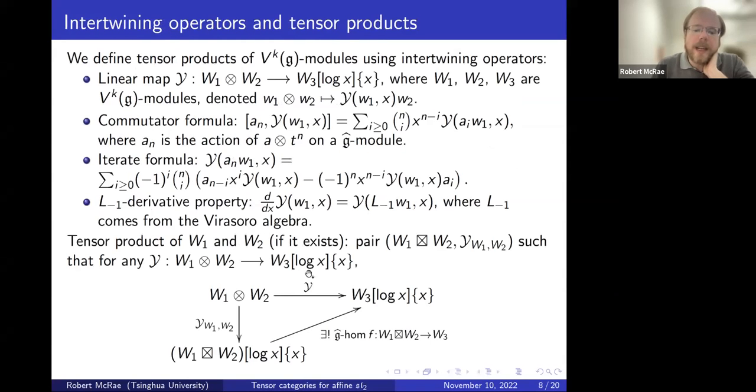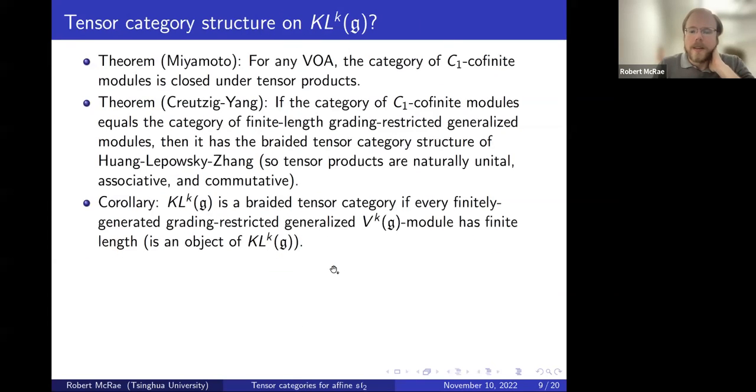So I should say again that this is defined by a universal property, which means this definition is not an actual construction of the module. We cannot be sure that a tensor product always exists. But fortunately, there's this nice general theorem of Miyamoto that says that for any VOA, the category of C1 cofinite modules is closed under tensor products. So tensor products do exist for C1 cofinite modules, and they are C1 cofinite.